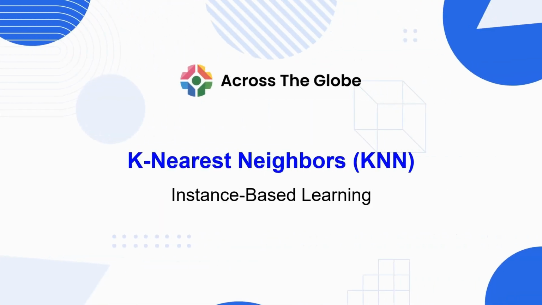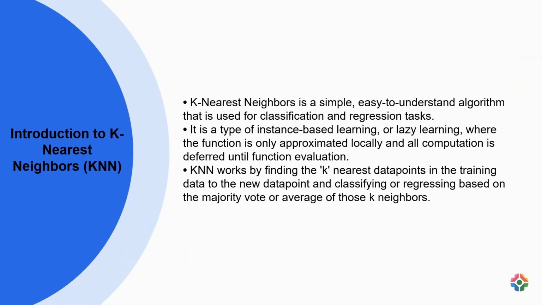Today we will learn about K-nearest neighbors, KNN. K-nearest neighbors, KNN, is a straightforward algorithm employed for classification and regression purposes. It belongs to the category of instance-based learning, also termed lazy learning.